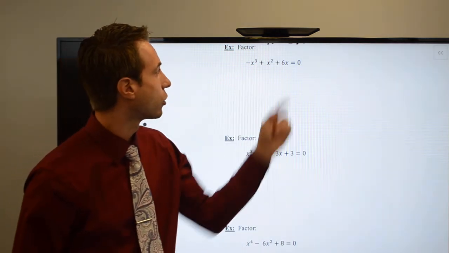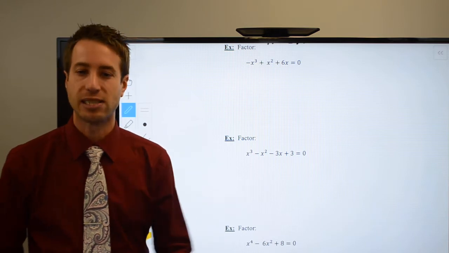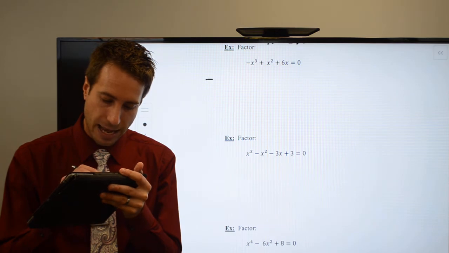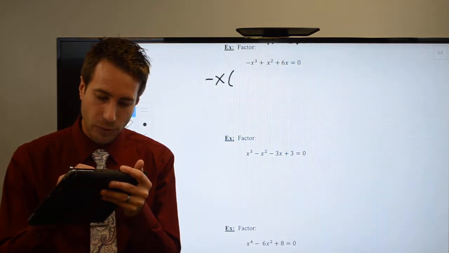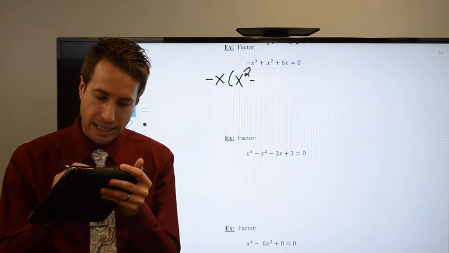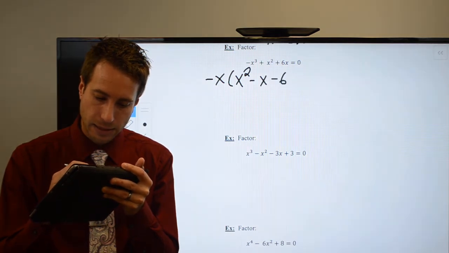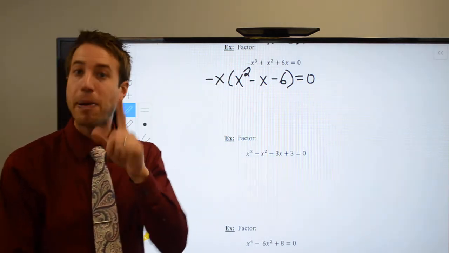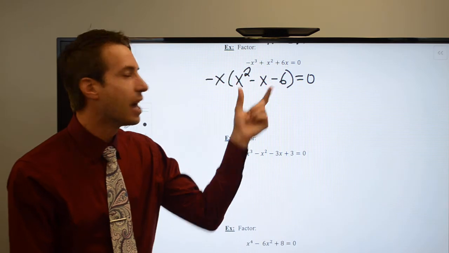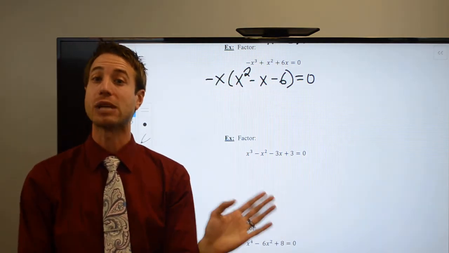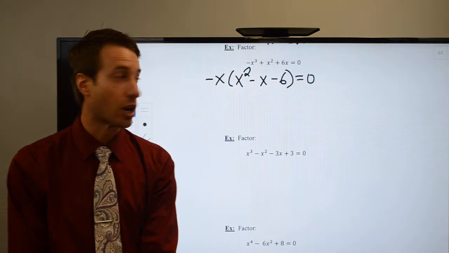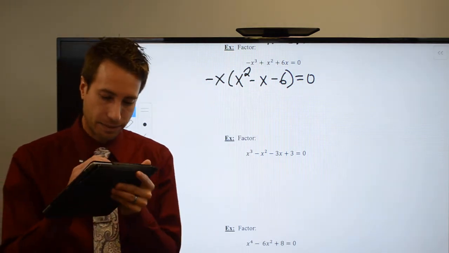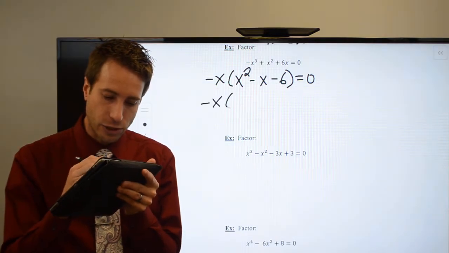So here we go. I take a look at this guy and I recognize, hey, I have a GCF of x. So I'm actually going to pull out a negative x. That's going to leave me with an x squared minus x minus 6. That's all equal to 0. Now, the zero product property would let me split this guy up. However, this is a trinomial, and hopefully you should quickly recognize I can use another one of my factoring methods on this guy. I should be able to factor this as a general trinomial, meaning I can split this guy up into 2 binomials.